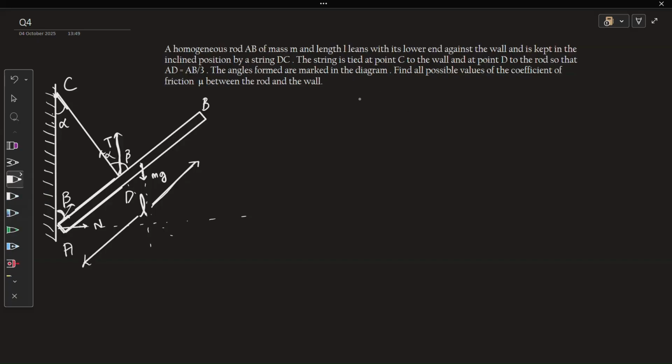Now, there are actually three cases: friction acts upwards, frictional force acts downwards, and there is no friction at all. There are three cases. Okay. First of all, if a body is said to be in equilibrium, it is in translational equilibrium, for which F net is 0, and rotational equilibrium, for which tau net, that is torque net, is also 0.